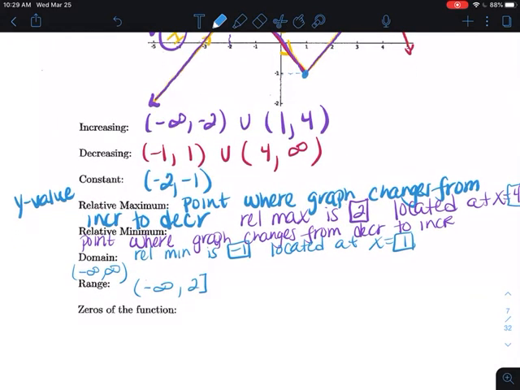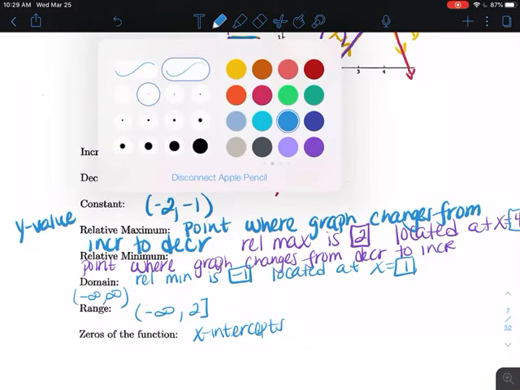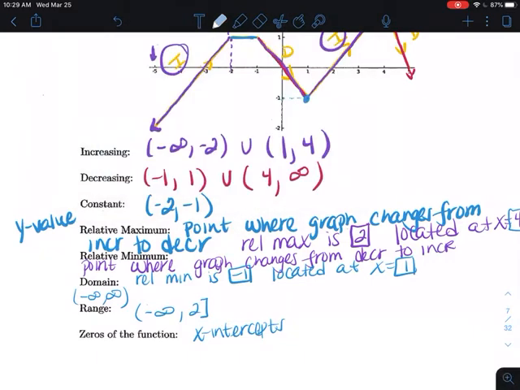The zeros of the function are your x-intercepts, where the graph crosses the x-axis. So if you look at this example, this graph actually crosses at x equals -3, x equals 0, x equals 2, and x equals 5. So my zeros of the function are x equals -3, 0, 2, and 5. Those are your x-intercepts.